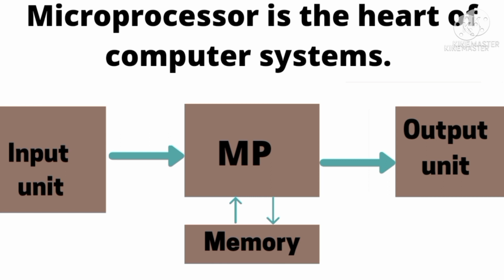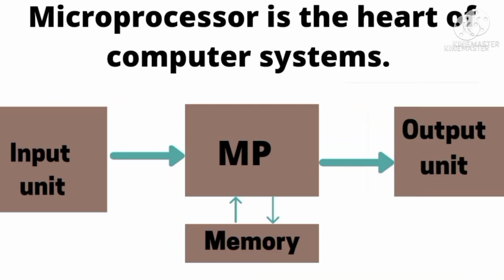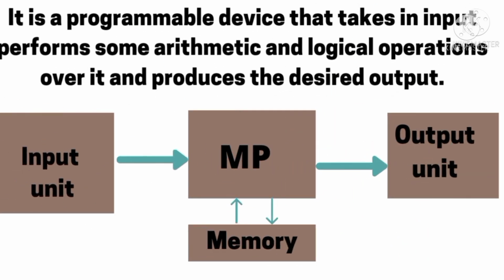This is the block diagram of a basic computer system. It has an input unit, an output unit, memory, and also a microprocessor. Suppose we want to add two numbers. The addition is not performed by our input unit or output unit. Actually, the operation is performed by our microprocessor. So we can define a microprocessor as a programmable device that takes some input, performs some arithmetic and logical operations on it, and produces the desired output.